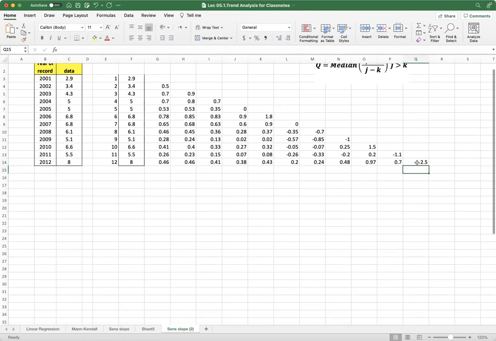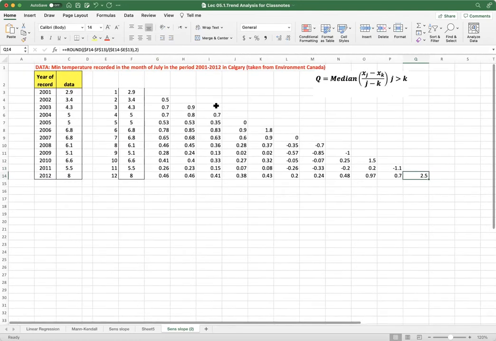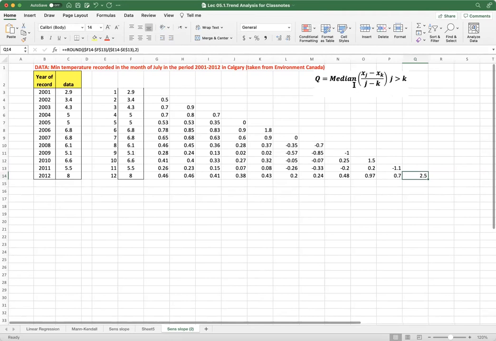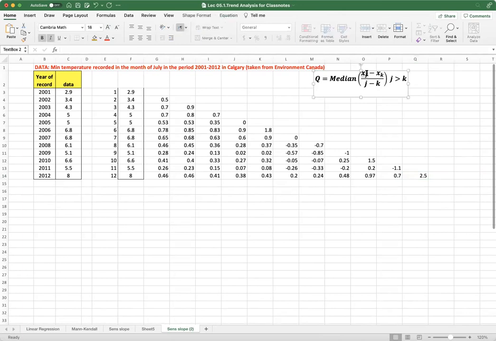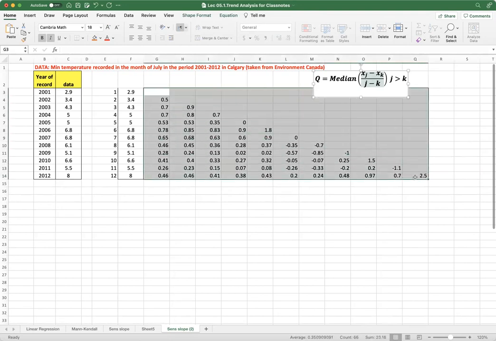Okay, so now if you look into the formula, you can easily see that we are making the bigger location minus the earlier one, divided by the rank of the locations. And by that way, all of the slopes we have already calculated.